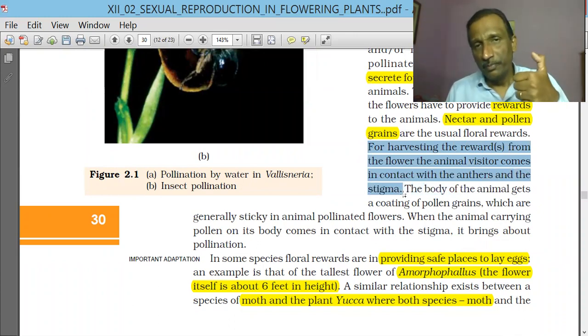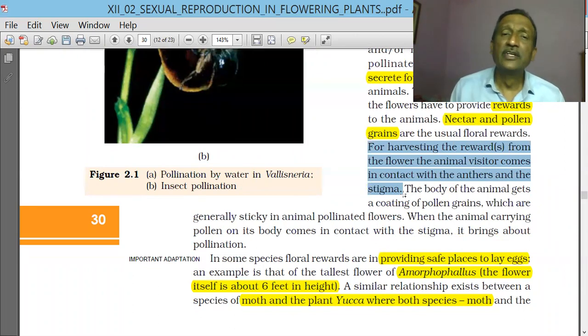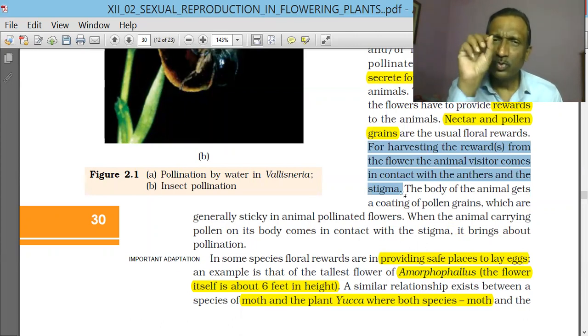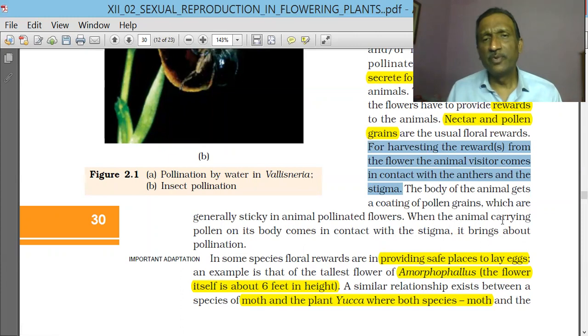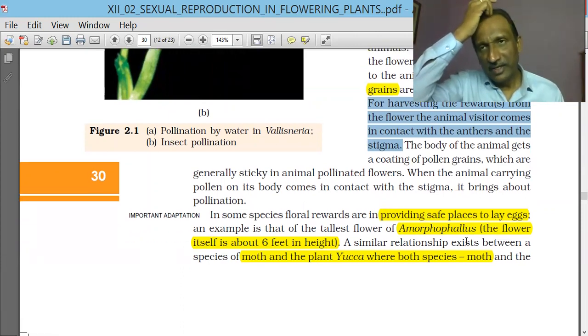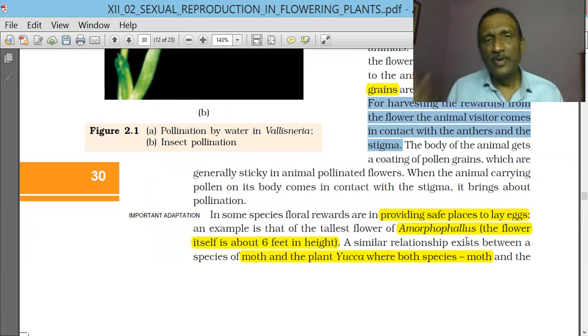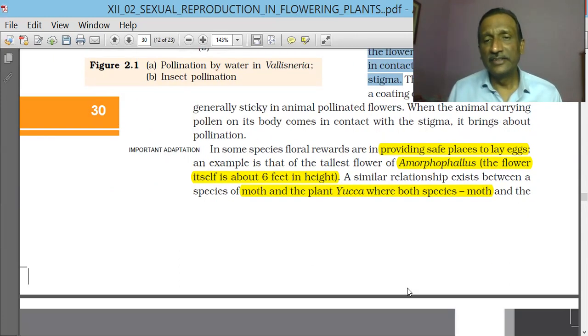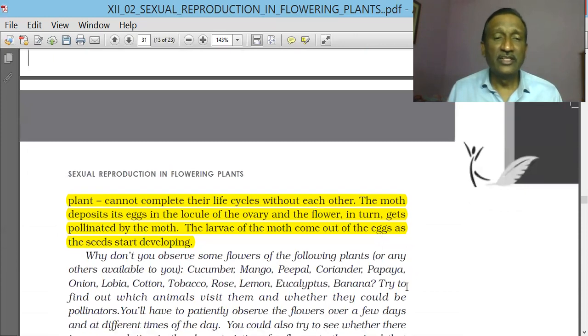Rewards can be pollen grain, rewards can be nectar, rewards can be the various types of microorganisms which are growing because of the nectar, the sweetness of the nectar. तो वहाँ छोटे छोटे insects आ जाएंगे, उनको खाने के लिए कई बार birds पहुंच जाती हैं. So these are the various types of rewards. And then ये एक सबसे बड़ा reward है, where they are given a safe place to deposit their eggs. ठीक है. So these all are the various cases.